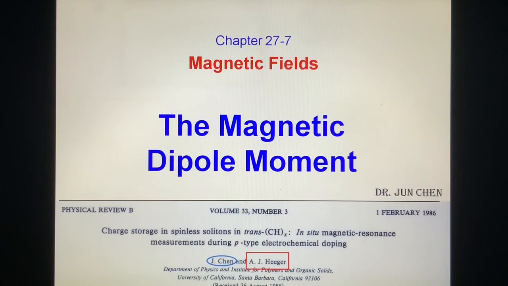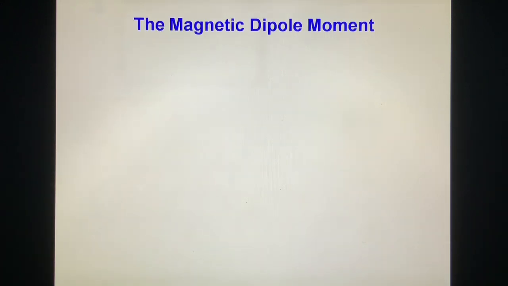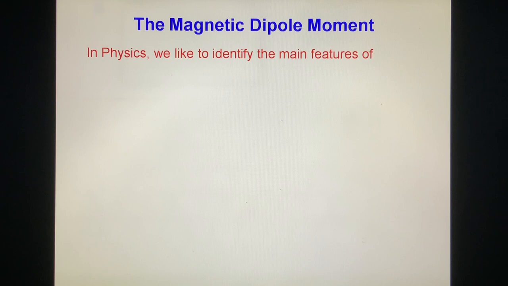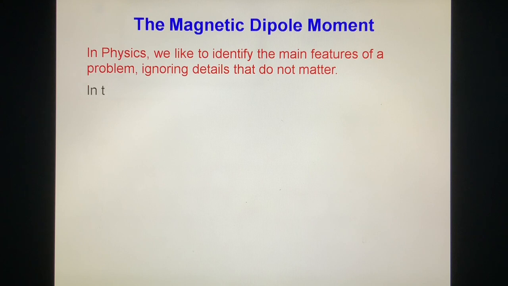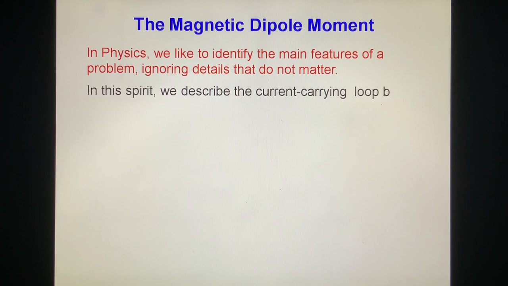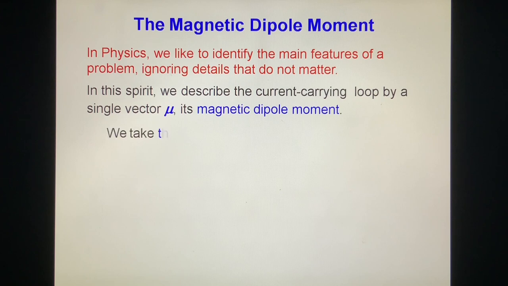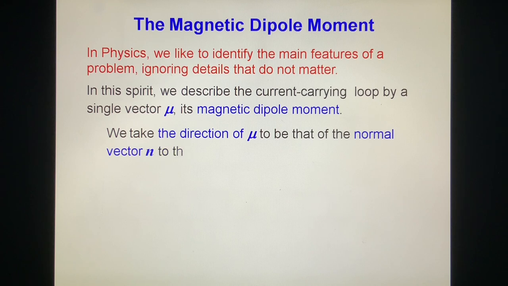The magnetic dipole moment. In physics, we like to identify the main features of a problem, ignoring details that do not matter. In this spirit, we describe the current-carrying loop by a single vector mu, its magnetic dipole moment. We take the direction of mu to be that of the normal vector n to the plane of the coil.